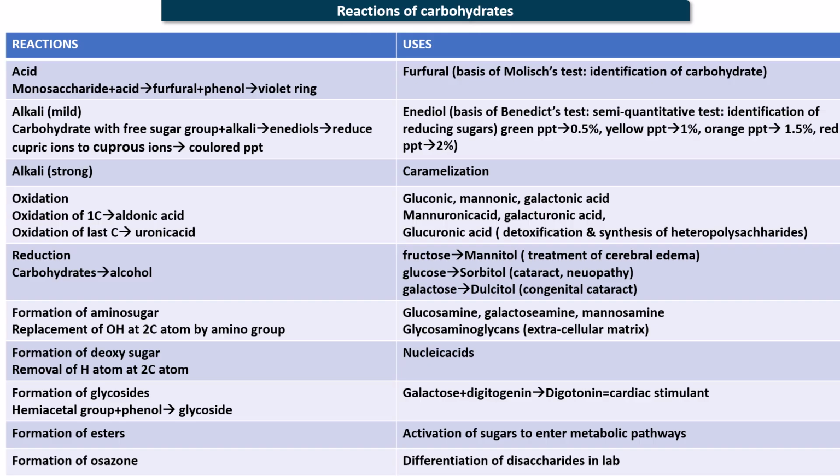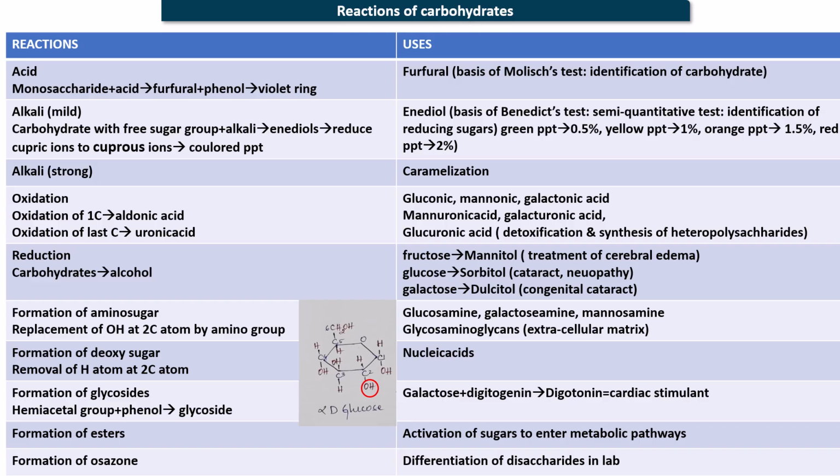Next one is formation of amino sugars. These amino sugars are formed by replacement of the OH group at the second carbon atom of glucose by an amino group. Examples include glucose being converted to glucosamine, galactose to galactosamine, and mannose to mannosamine. These amino sugars are components of glycosaminoglycans, which in turn are involved in formation of the extracellular matrix.